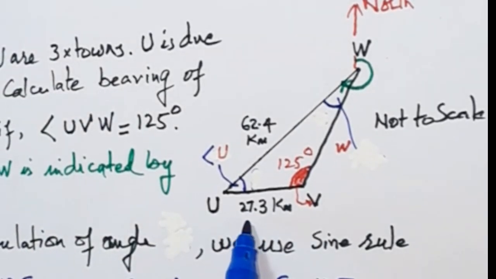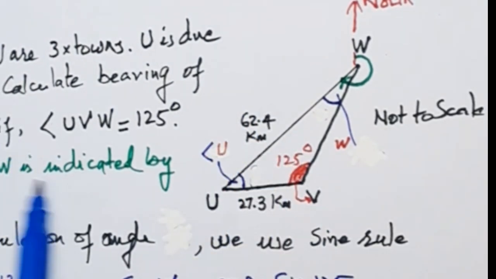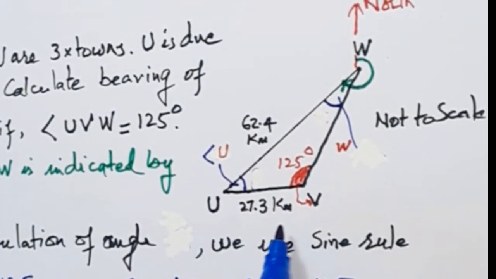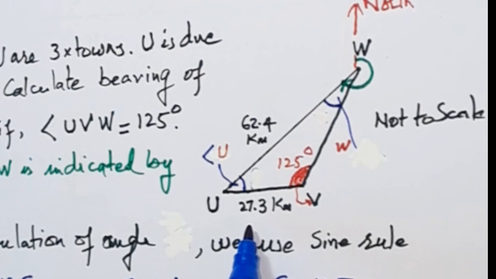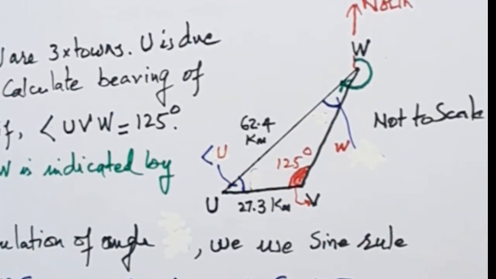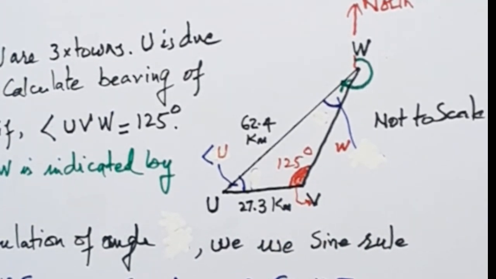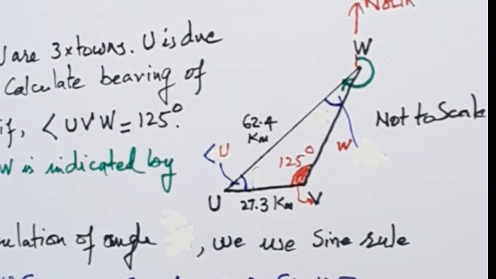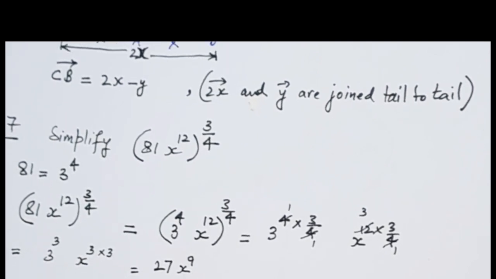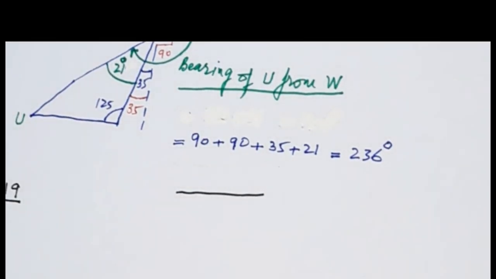you see two sides have been given in the triangle. In the question, they say that UV is equal to 27.3 kilometers and UW is equal to 62.4 kilometers. And an angle is given. When this kind of situation occurs, you can apply the sine rule. And the sine rule is explained by me on another paper here.